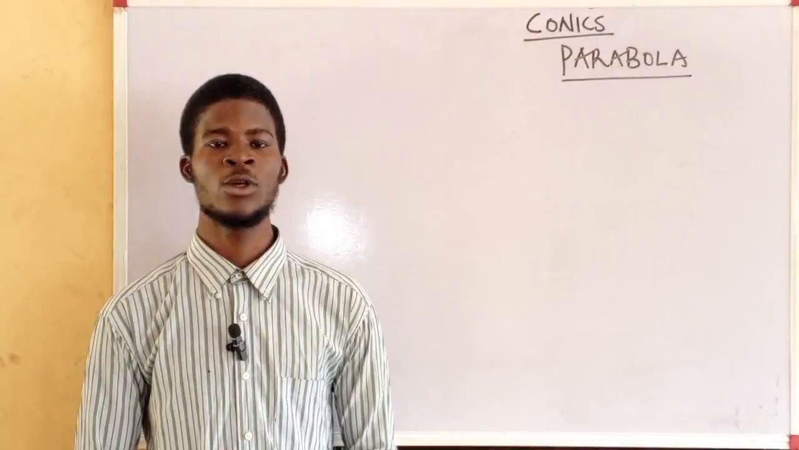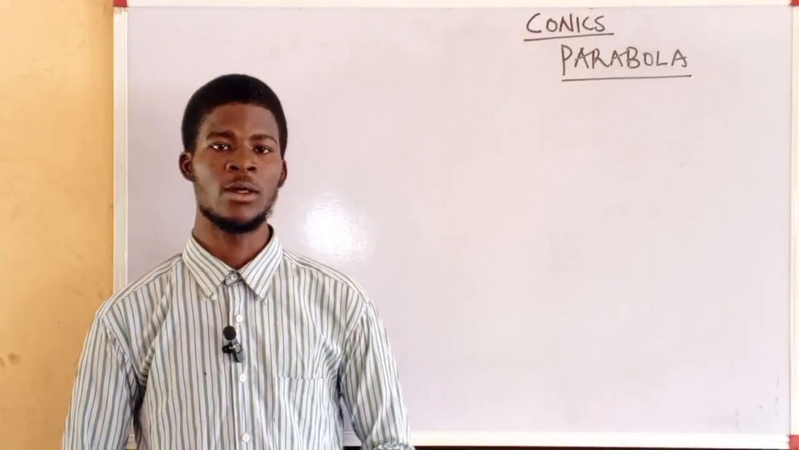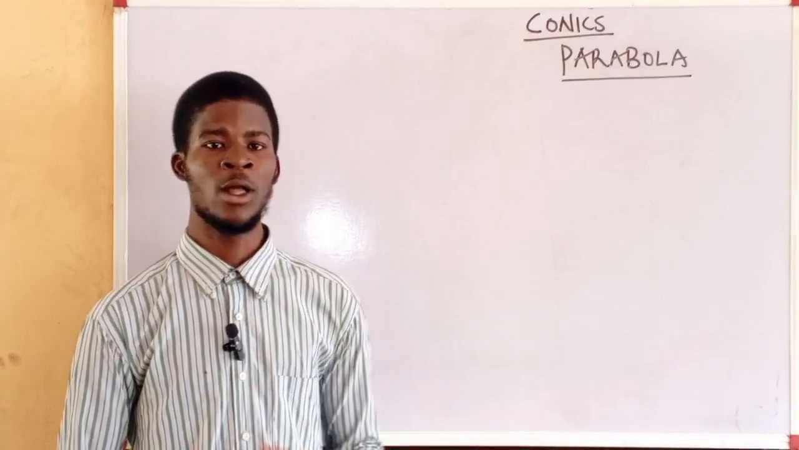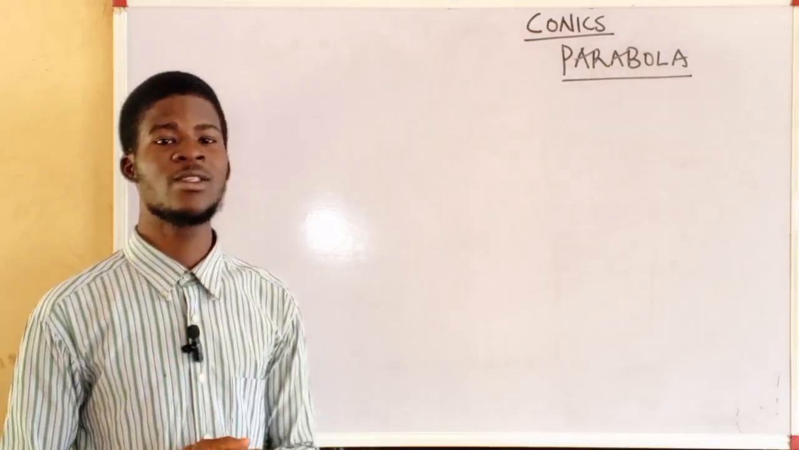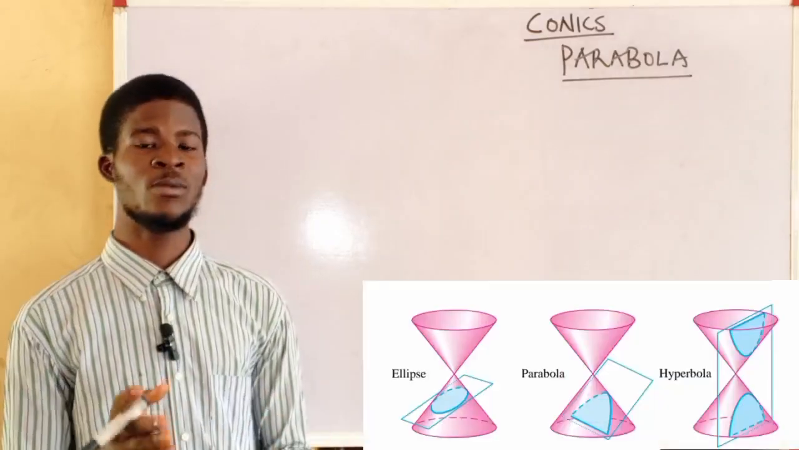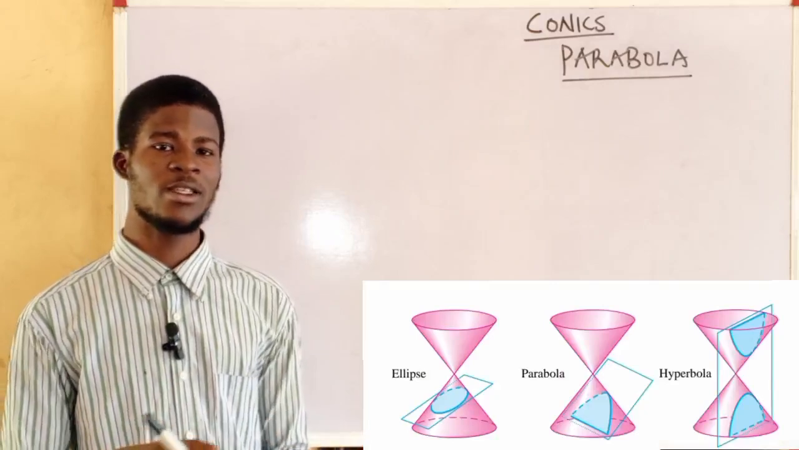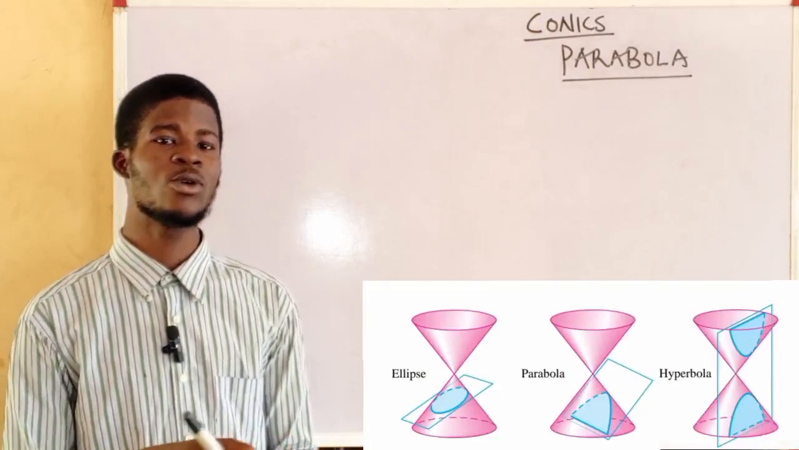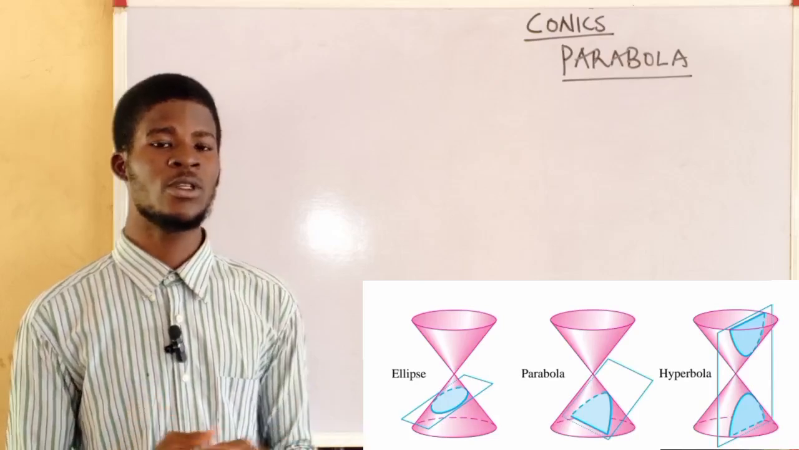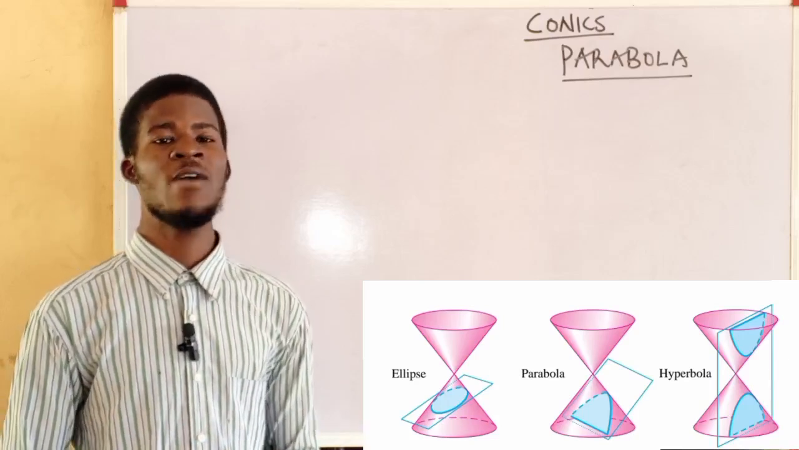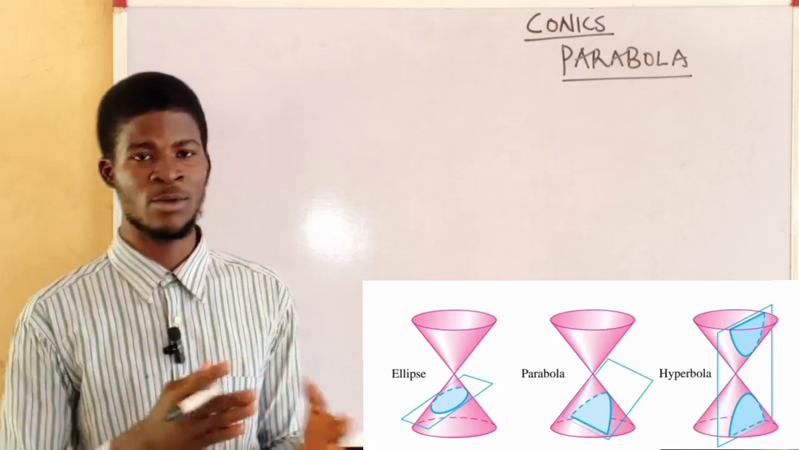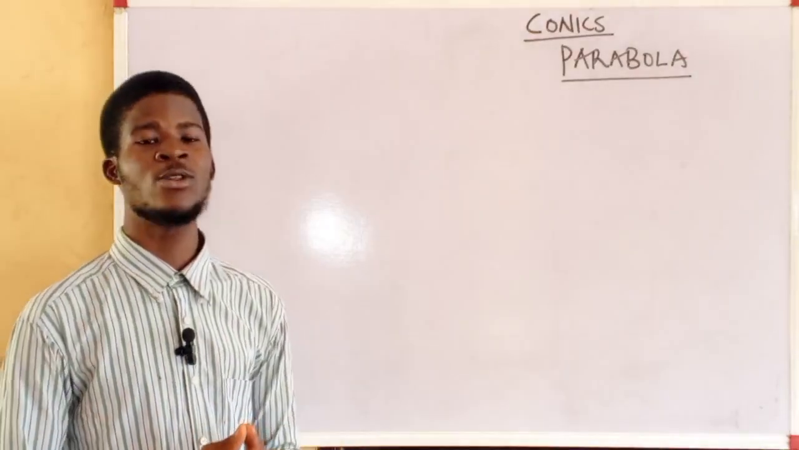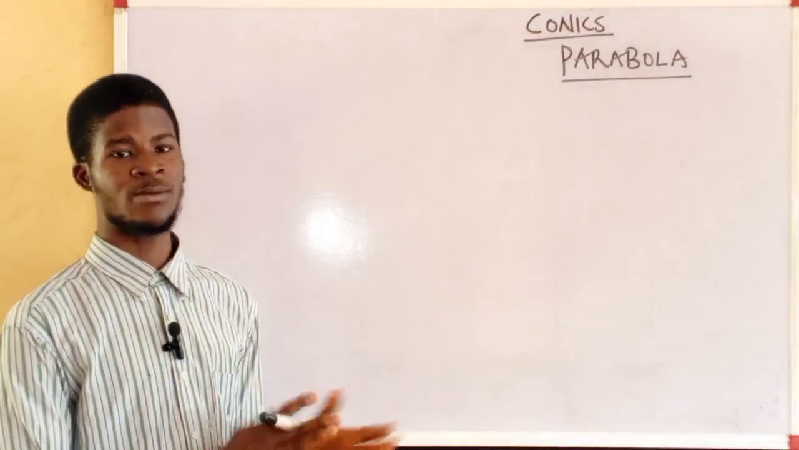In this video, we are going to talk about a parabola, all right? A parabola under conic sections. Actually, a parabola is a conic section. A conic section is formed when a plane intersects a right conical surface. That is when a conic section is formed. And we have the ellipse, the parabola, and the hyperbola. So in this video, we are going to talk about a parabola.